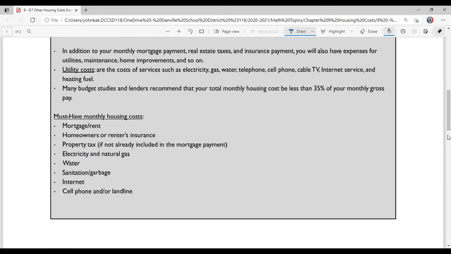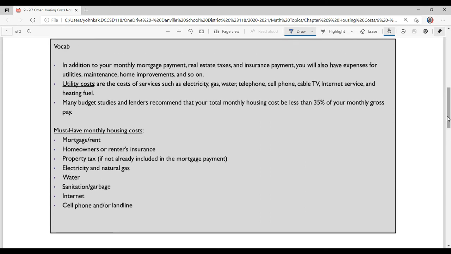So here's your vocab. In addition to your monthly mortgage payment, real estate taxes, and insurance payment, you will also have expenses for utilities, maintenance, home improvements, and so on. So we've talked all chapter about how you're going to purchase a house, you're going to have insurance, you're going to have real estate taxes, but you're also going to have all sorts of other costs.